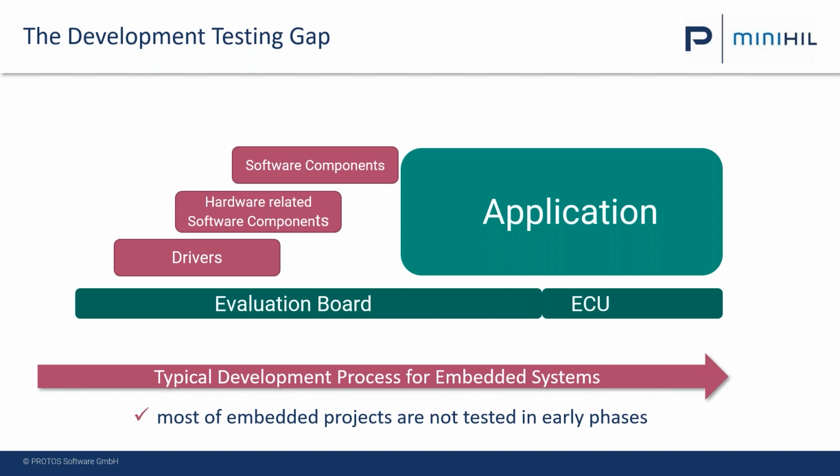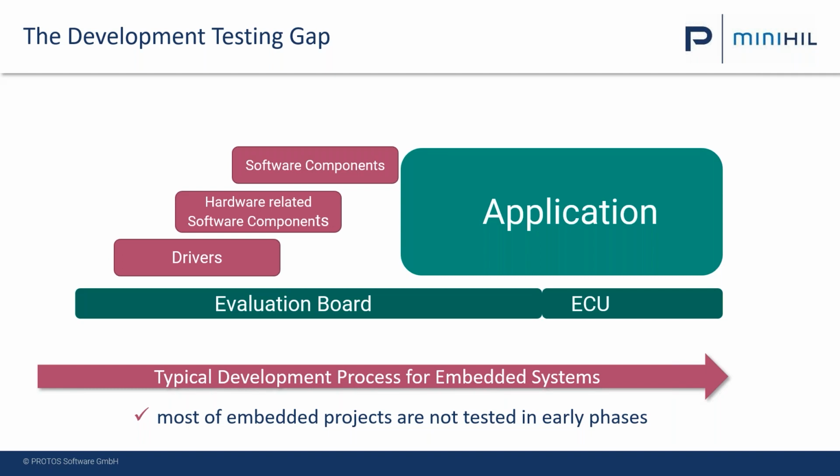Another point of view is the development cycle. So what are we doing when we're developing an embedded system, and where are we testing? From left to the right, you see the typical development process for an embedded system. Usually you start on an evaluation board, you start to develop your drivers, you configure your drivers, you create hardware-related software components, such as motor controllers, battery controllers, bus system protocols, low-level bus system protocols, and so on. On top, you create software components, and you integrate everything to an application.